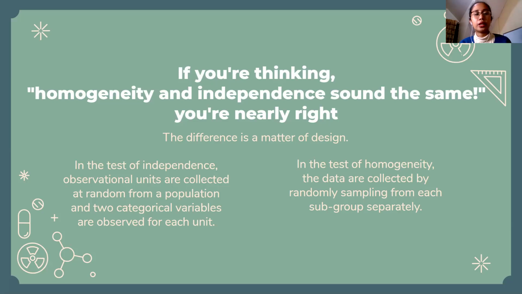Observations are collected at random from a population and two categorical units. In the test of homogeneity, data are collected randomly sampling from each subgroup separately. Yan. They're grouping the people separately. Yan. So, homogeneity yan. So, mas maraming subgroups. Pag mas marami, usually, homogeneity na yan.